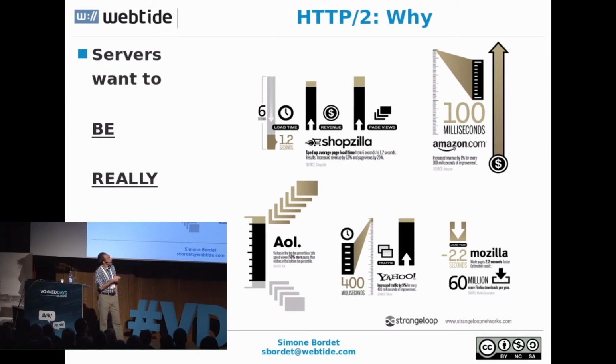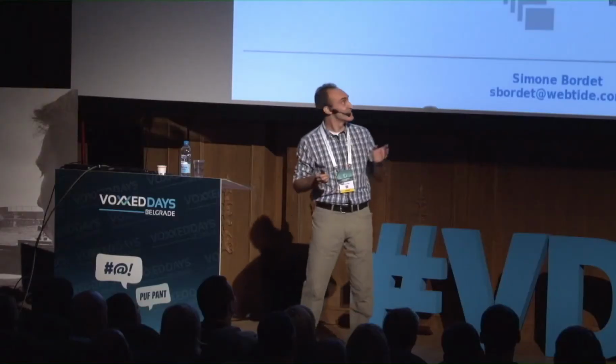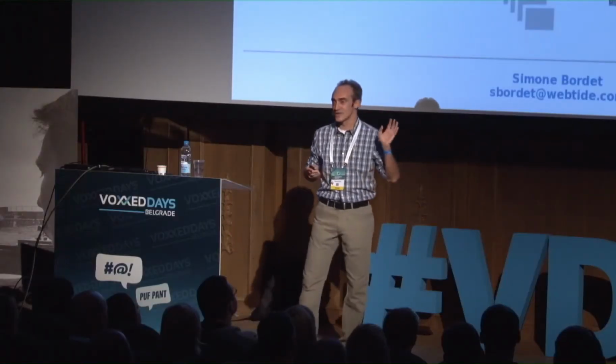Amazon.com, for every 100 milliseconds the pages render faster, they make 1% more revenue. Amazon.com makes $1 billion. 1% of $1 billion is $10 million. So it's really, really important.